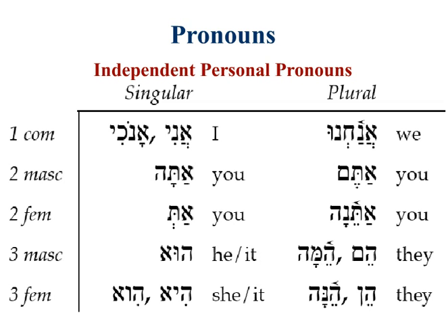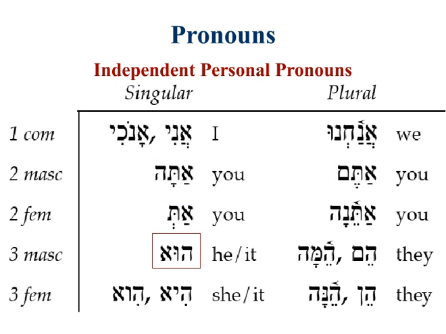Column of singular forms first, and then the column of plural forms. The independent personal pronoun that is first common singular, the form that translates I, has two forms, ani and anoki. The second masculine singular form is atah. It translates you. The second feminine singular form, which also translates you, is pronounced in Hebrew at.